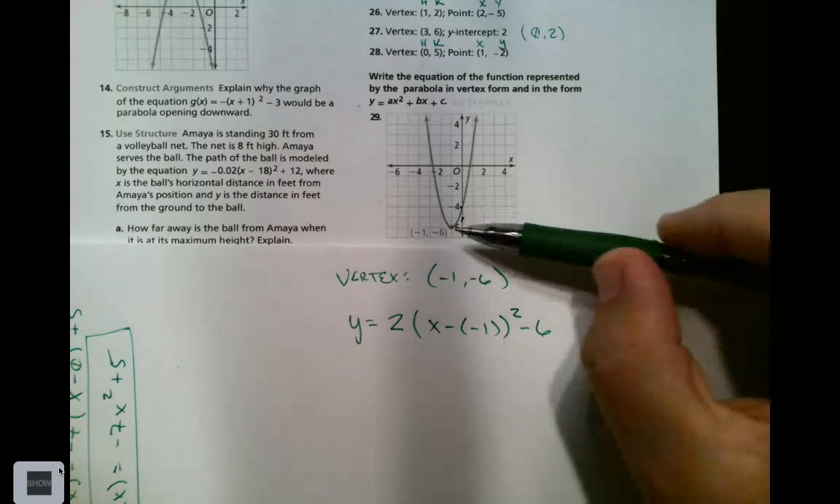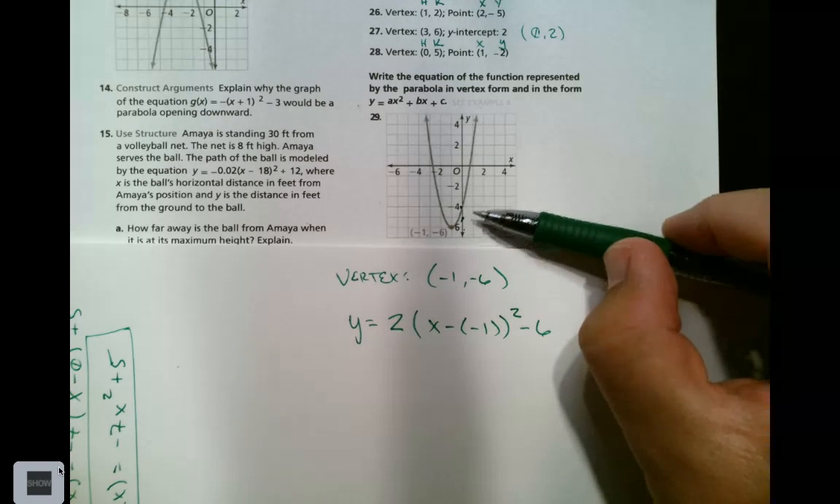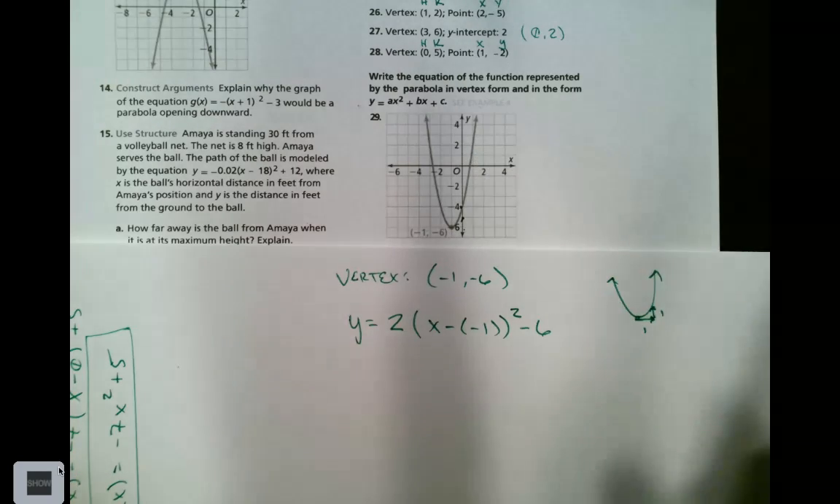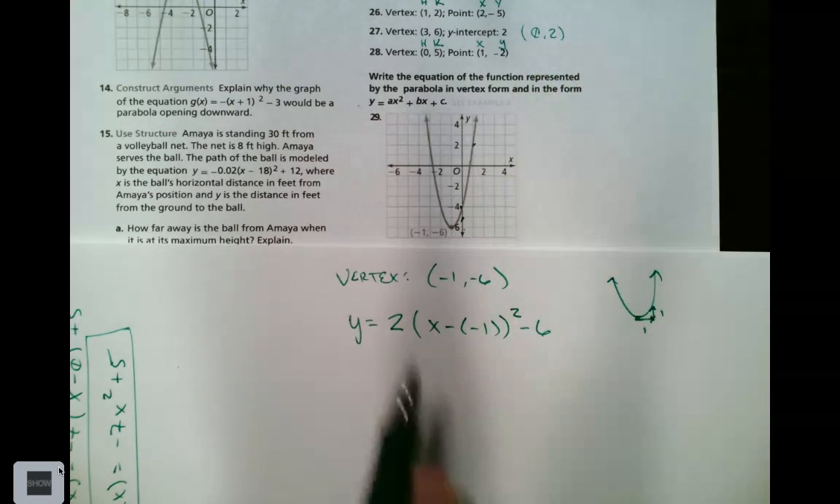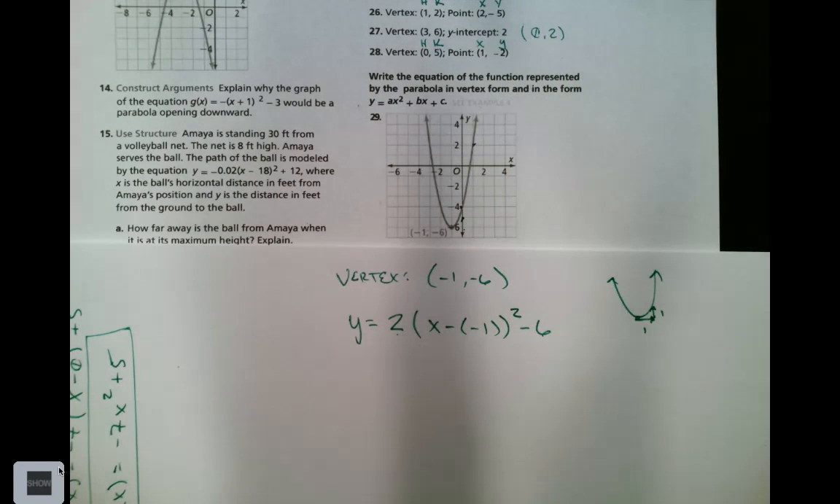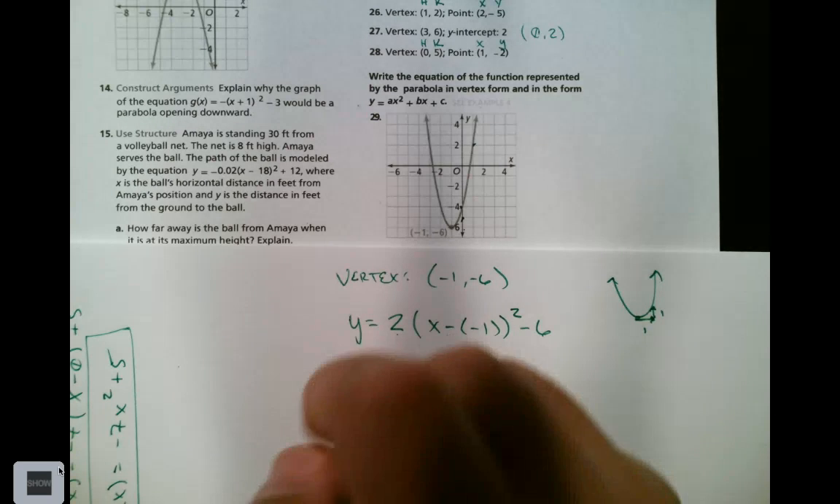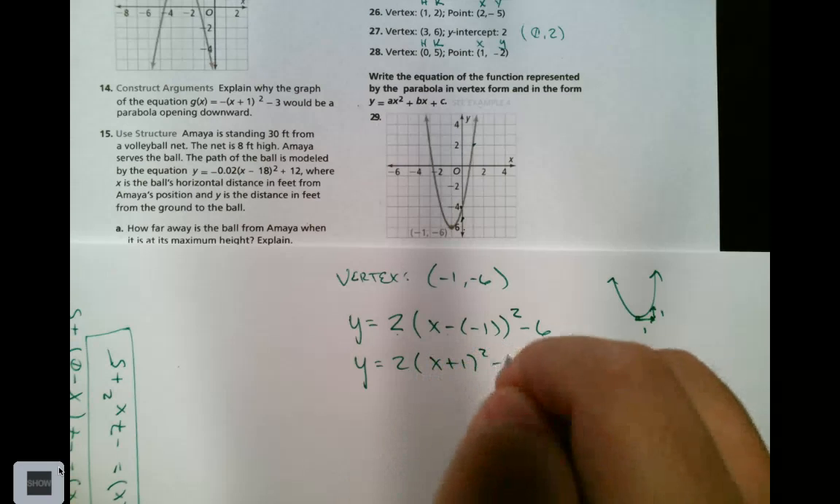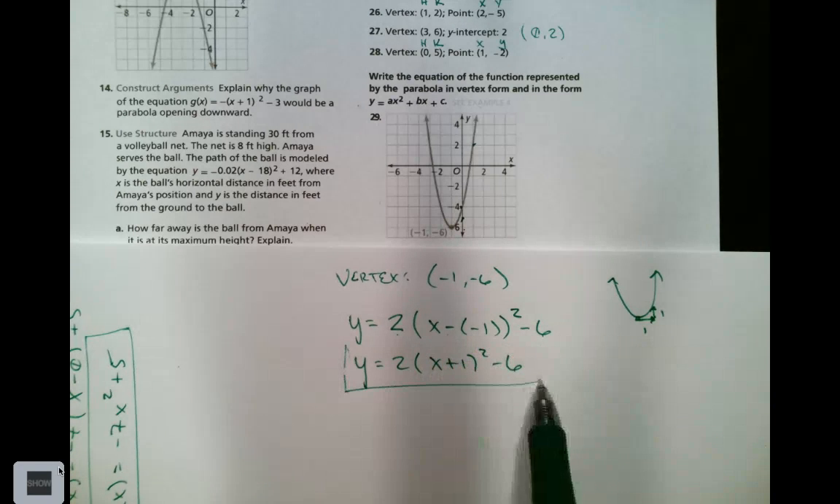Let's see how far we go up. Over 2, up 1, 2, 3, 4, 5, 6, 7, 8. So I think I confirmed it. We're going up twice the normal amount, so A must be 2. Let's simplify this a little bit. These double negatives don't need to be there. So y equals 2 times x plus 1 squared minus 6. So there is the vertex form.